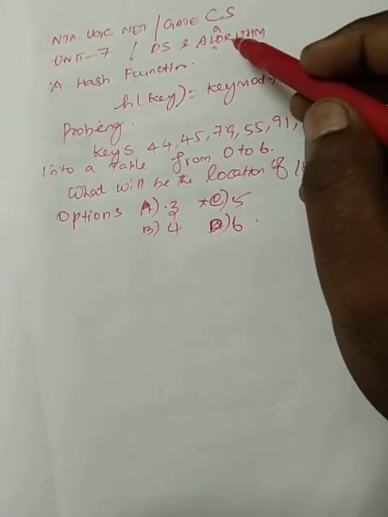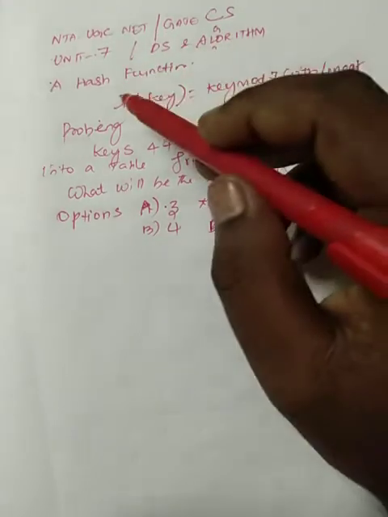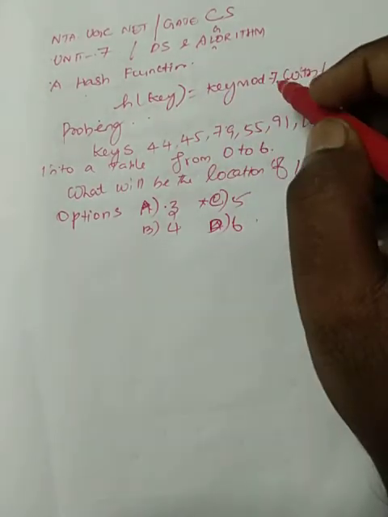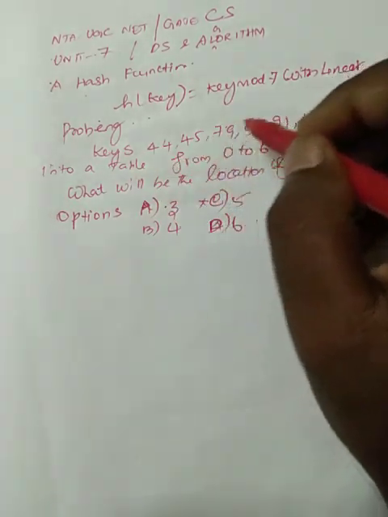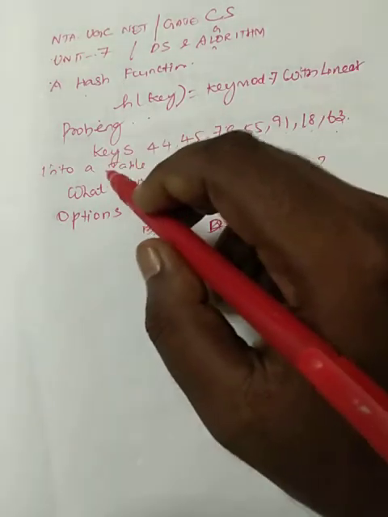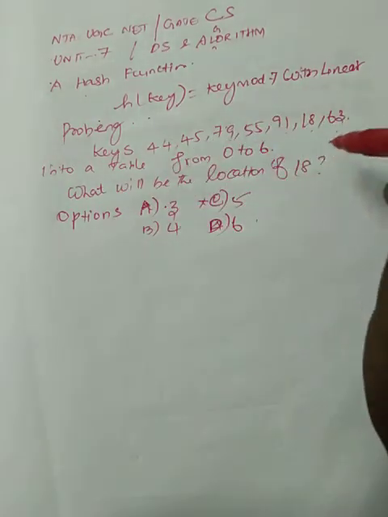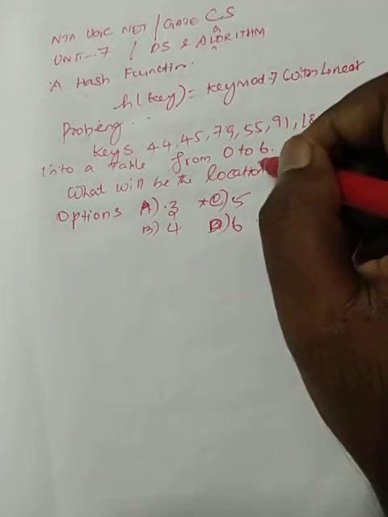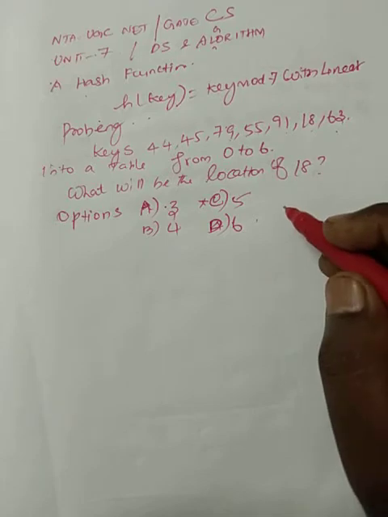In today's topic, I will be discussing another important problem statement from data structure and algorithm. The problem statement here is a hash function, h of key equals key mod 7, with linear probing. The keys are 44, 45, 79, 55, 91, 18, 63, and these keys are supposed to be placed in a table with locations, or addresses, 0 to 6. What will be the location of 18?